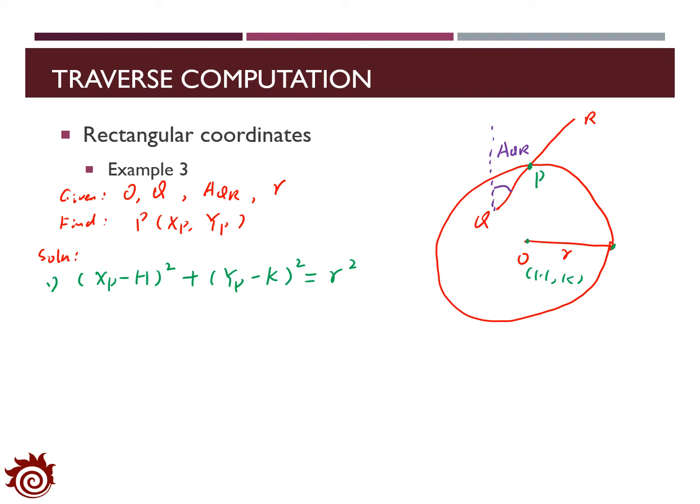Moreover, for the straight line, we have (YP minus YQ) divided by (XP minus XQ), which is the slope of the line Q to R. By giving the azimuth of the line QR, we can find that the slope is a cotangent of AQR.